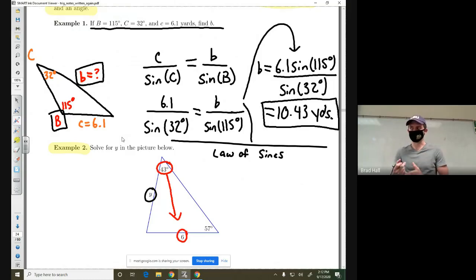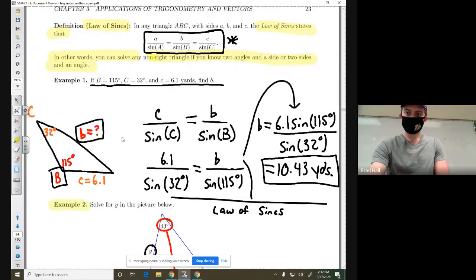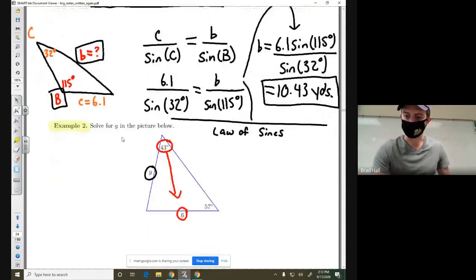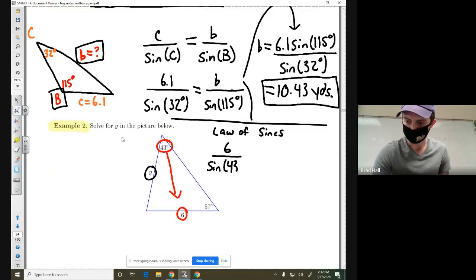6 is a side that corresponds to 43 degrees. So the ratio there would be, well, our formula, we'll go ahead and put the segment first. So it would be 6 divided by sine of 43 degrees. So that's how we put this information together. So that is a completed ratio. If we have a completed ratio and an additional angle or side, then we can utilize the law of sines.